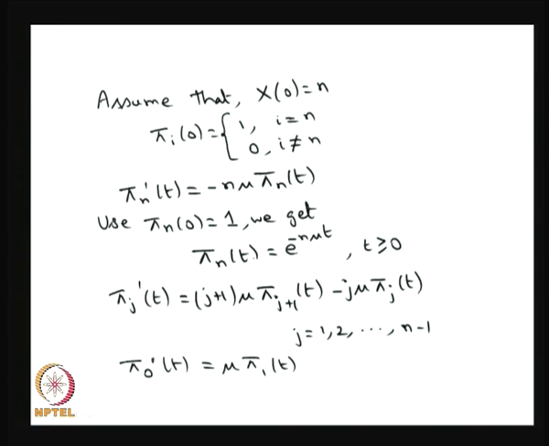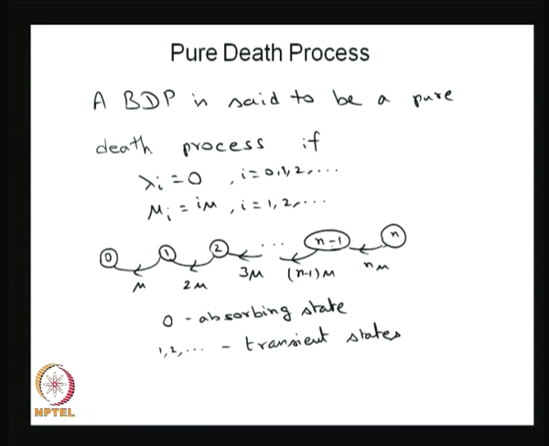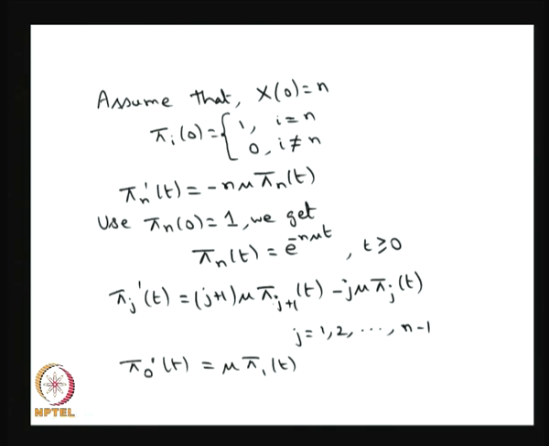For the second equation, I have to go for the equation for the state n minus 1. So, pi n minus 1 dash of t is nothing but either the system comes from the state n or does not move from the state n minus 1. Therefore, the system coming from the state n is n mu times pi n of t, minus n minus 1 times mu pi n minus 1 of t. So, we will have two terms on the right hand side, coming from the one forward state or not moving from the same state, for j equal to 1 to n minus 1.